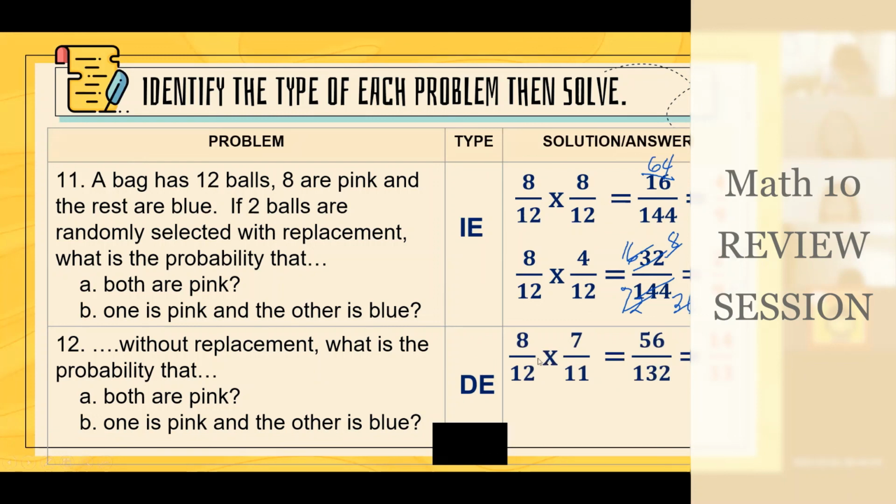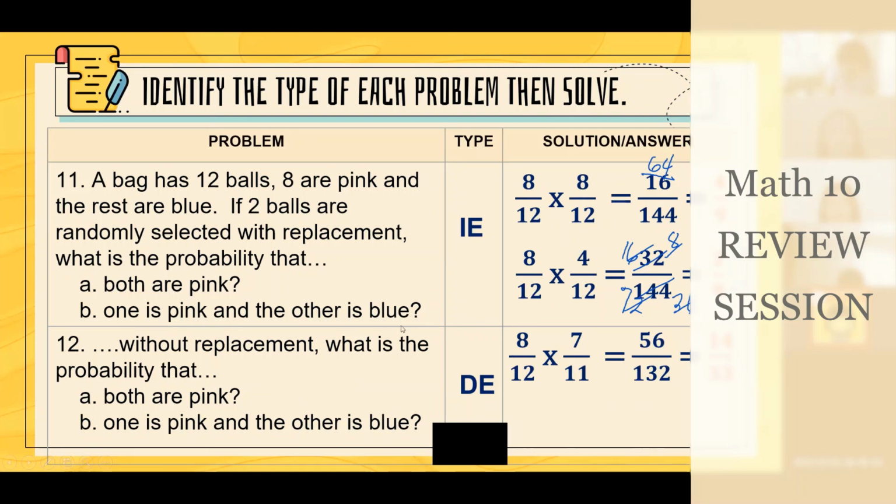So 8 over 12, there are 8 pink at the start. Over 12 po rin. Since without replacement, you don't need to return, that's why yung pink naging 7 na lang. It's probability, kaya that's how you will do it. If without replacement, you have to subtract 1 from the numerator and subtract 1 from the denominator of the first event. That's why 7 over 11. And then 8 times 7, 56. 12 times 11, 132. Reduce to lowest term, 14 over 33.